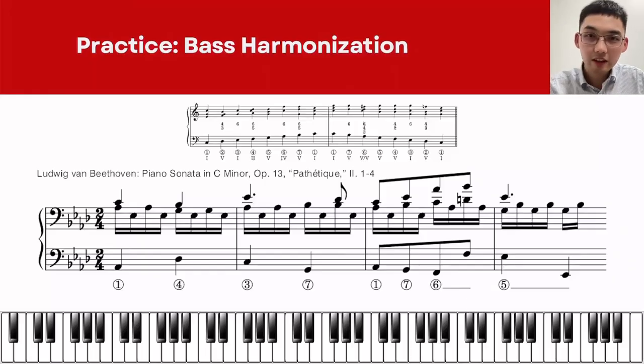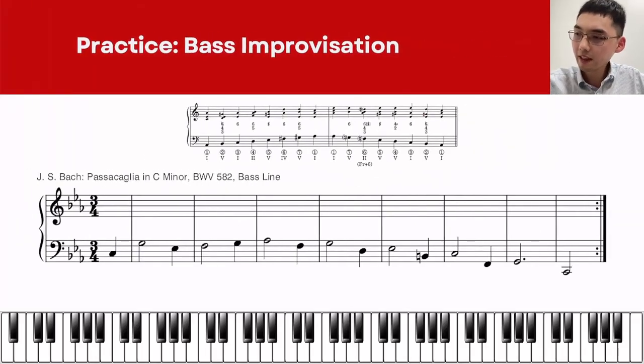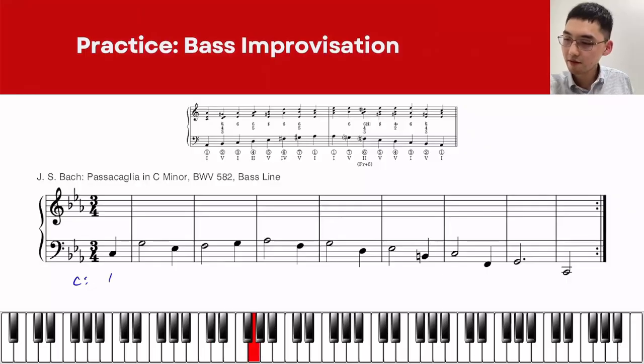Let's take a look at another bass line. And this one comes from J.S. Bach's Passacaglia in C minor. So let me analyze the key and then the scale degrees first. So we have 5, 3, 4, 5, 6, 5, 2, 3, 7, 1, 4, 5, 1.